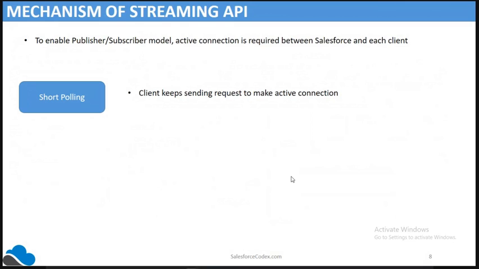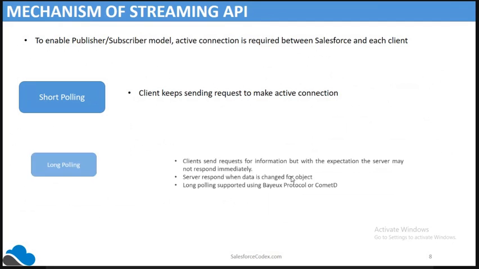The first is short polling. Short polling is a concept where pull technology is involved, where clients keep sending requests to keep an active connection. Like, I want to get an update, so the client keeps asking, "Hey, do you have any change? Do you have any data changes?" They keep calling, that request goes to the server, and the server responds. So this is called short polling.